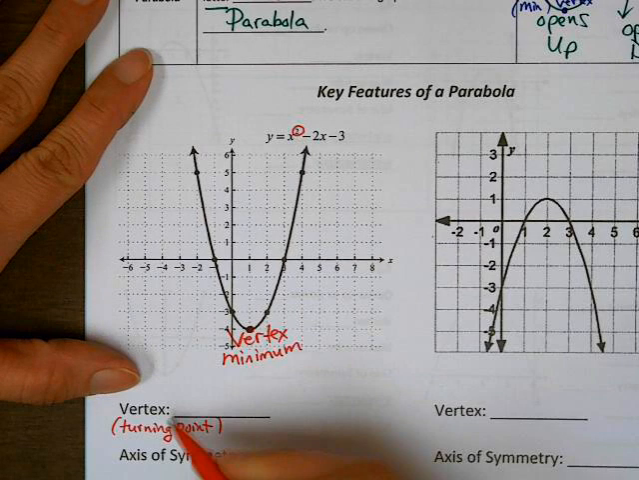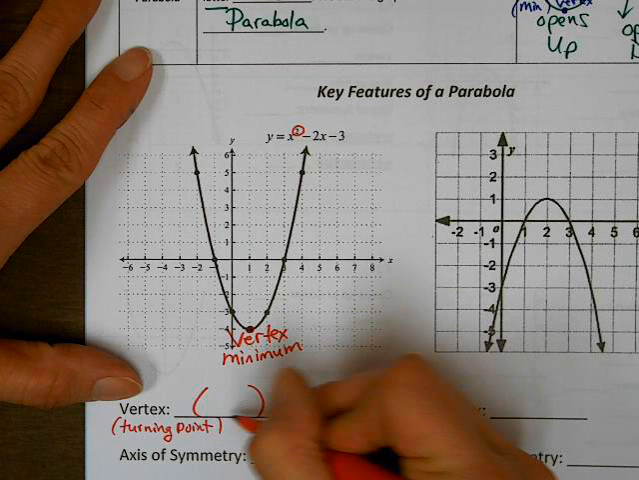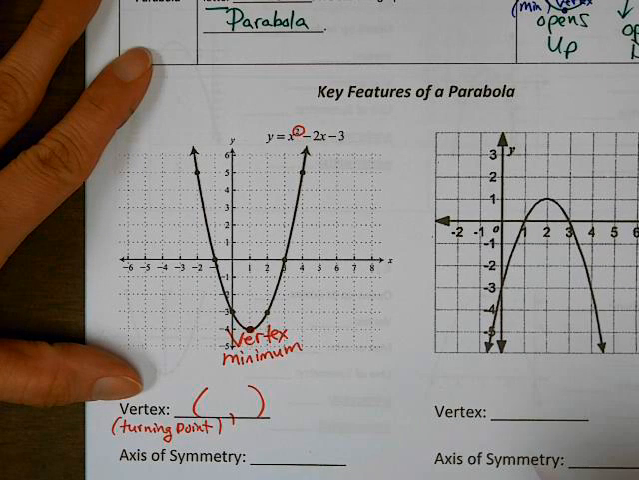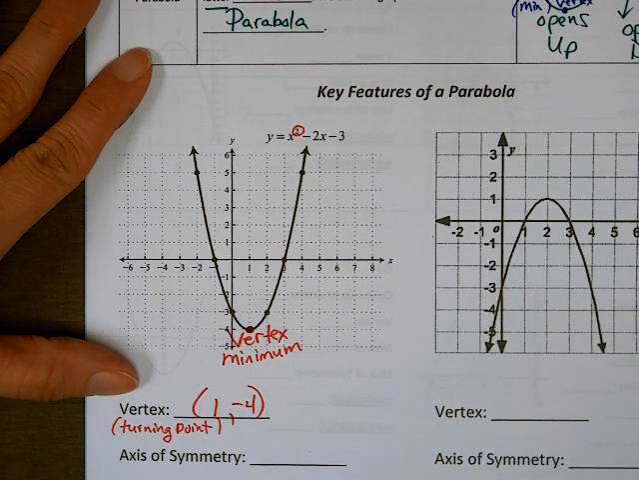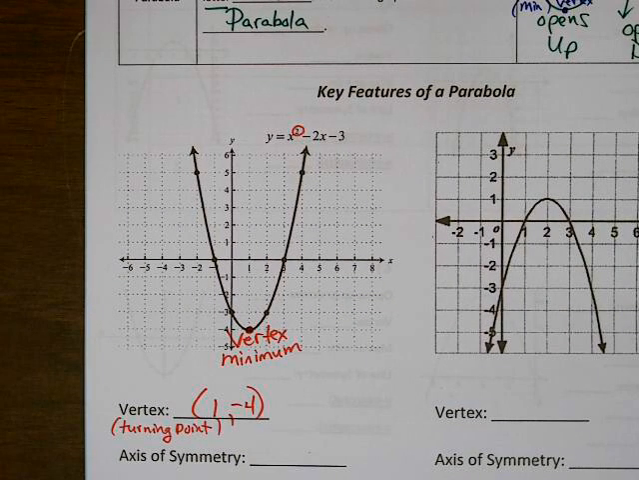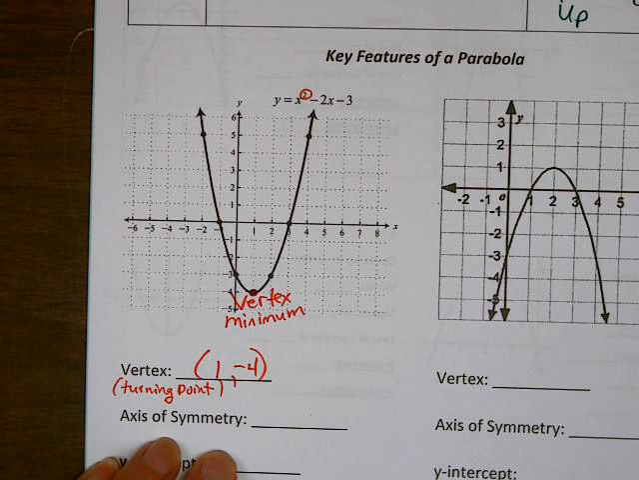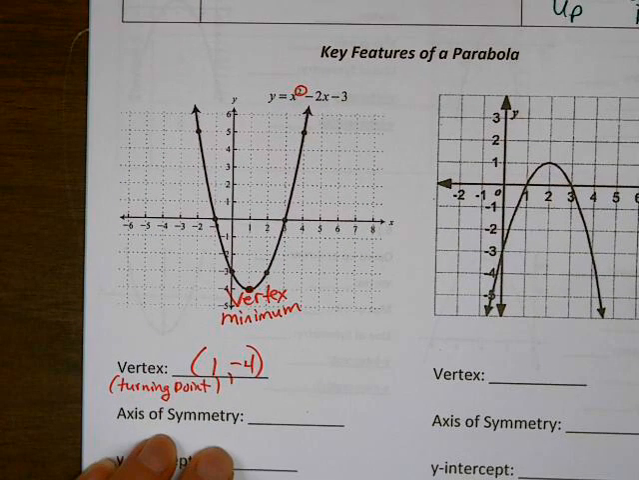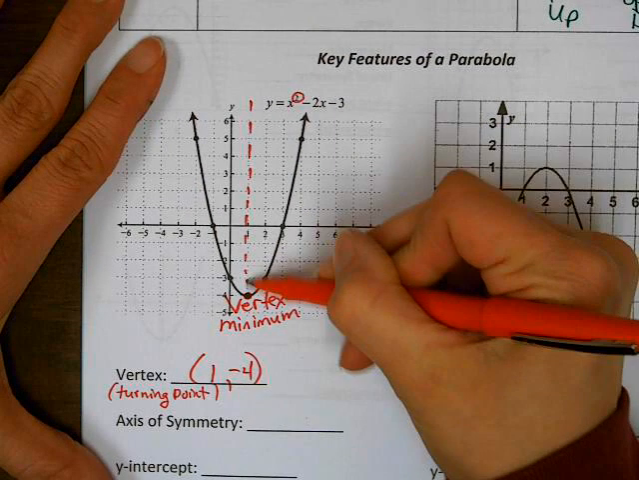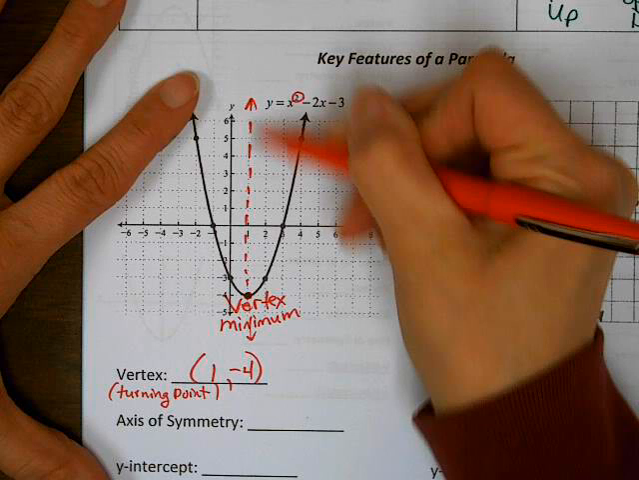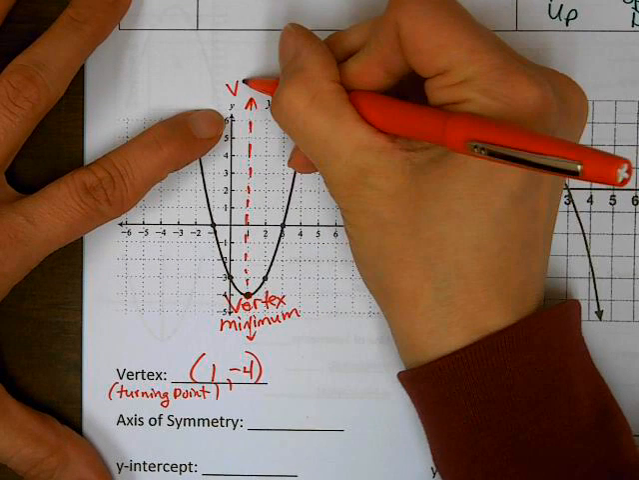The vertex is a point. How do you say a point? With parentheses. And so this is the point 1 to the right, -4 down. 1, -4. Okay, axis of symmetry. I can slice this parabola right down the middle in half. You have to go like this. Draw a dotted line. Draw a line with arrows. This is a vertical line. Vertical lines. I'm going to write VUX.